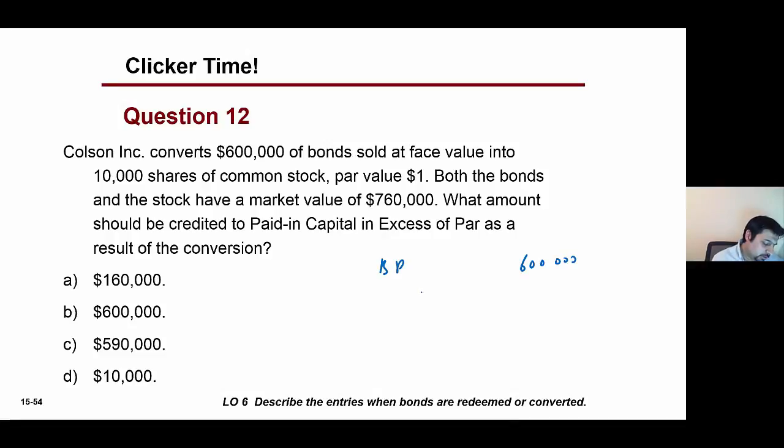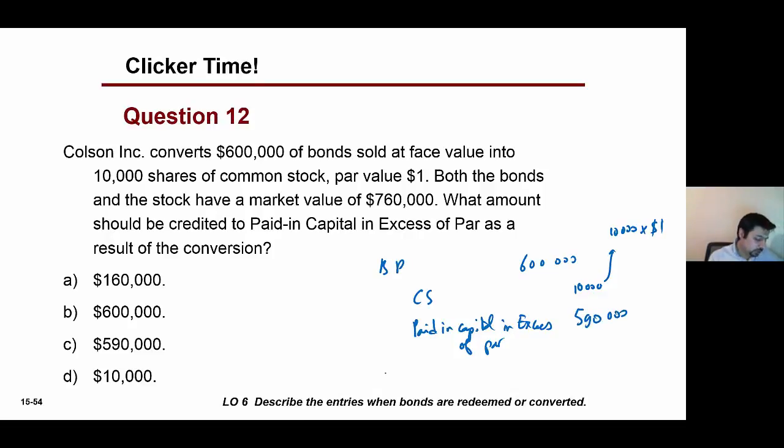The company will credit common stock $10,000, and this is basically 10,000 shares multiplied by $1 par value. The difference between the two will be credited to paid in capital in excess of par. That would be 590,000. So the correct answer is C.